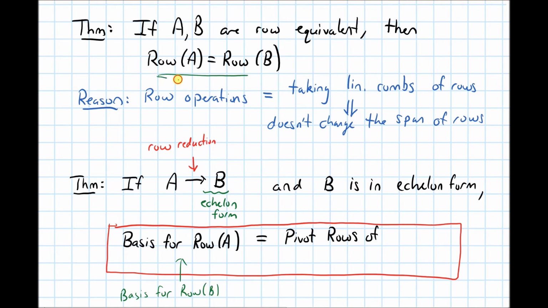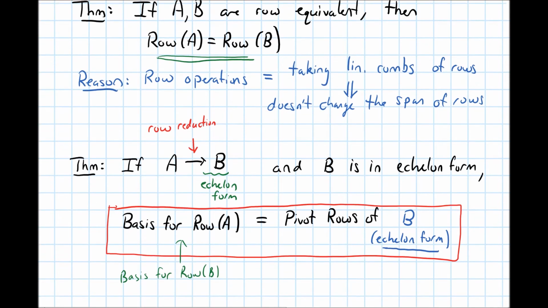because we know that the row space of A and the row space of B are equal based on our earlier theorem. What we do is we take the pivot rows of B, of the echelon form. It's really important that we're taking the pivot rows in the echelon form, not the original matrix. So this is the opposite of the column space in a sense. In a column space, to find a basis, we took the pivot columns, but in the original matrix. With the row space, it's got to be the echelon form. So next I want to do an example, and after we do the example, I'll talk a little bit about why.